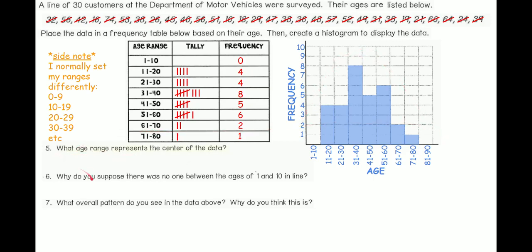What age range, let's look at question number 5. What age range represents the center of the data? Well, it looks to be around 31 and 40. Seems to be the center of our data. It's our peak. Why do you suppose that there was no one between the ages of 1 and 10 in line?